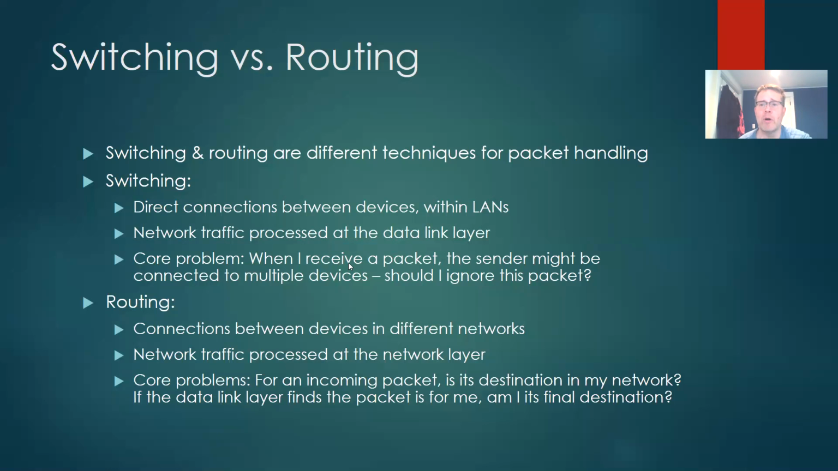It's all in the same network, so there's no need to do routing across networks, and there's no need to go to the network layer to ask, is this for me? Because all the devices tend to be directly connected. So network traffic is generally going to get processed through the data link layer. If you have a switch connection between devices, then every device is going to look, oh, is this for me? And then it'll get passed onward. So the core problem in switching: when I receive a packet, the sender might be connected to multiple devices. So the question is, should I ignore this packet?